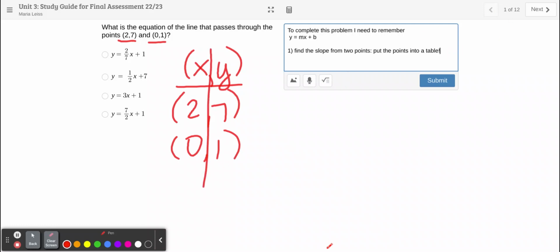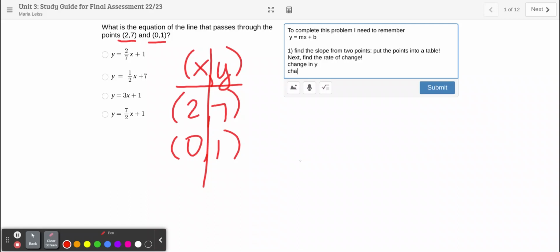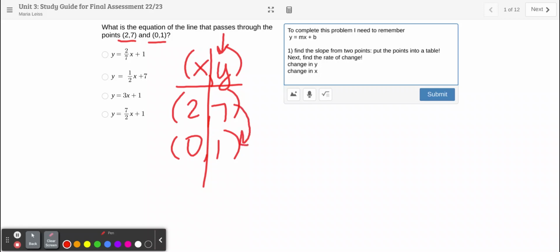Now, from there, I need to find the rate of change. Remember, we're going to write that rate of change as change in y over the change in x. So I'm going to look at these values. I'm going to start with the change in y. I started at 7 and I ended at 1. So did I go up or down? Well, I went down, so I minus, and I had to do a minus 6 because 7 minus 6 gave me 1. Now, how did I go from 2 to 0? Well, I went down 2, right?